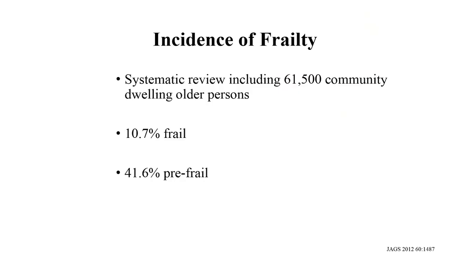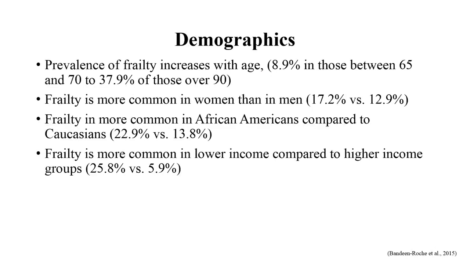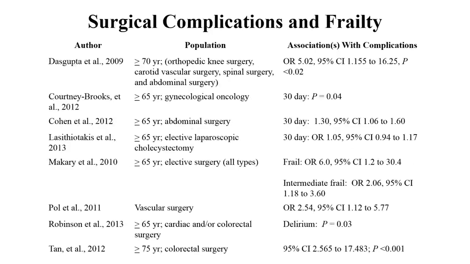When we look at community living elderly, 10% of those people are actually classified as frail, and 40% are pre-frail. Not only that, but frailty increases with age. In addition, it's more common in women, more common in African Americans, and those of lower socioeconomic status.